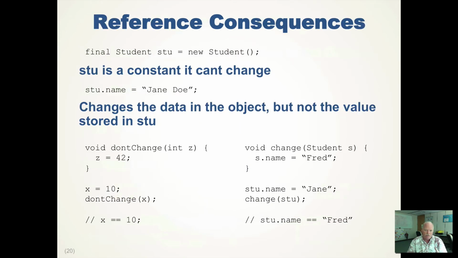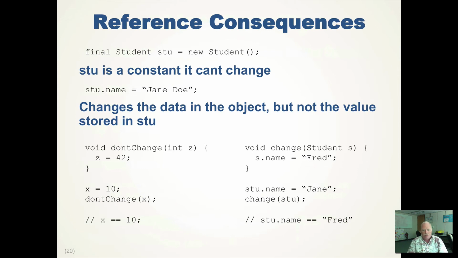So there's some consequences of this idea of references. I can create a final student stu and initialize it to the new student. And since I use the keyword final, I can't change the value of stu. So stu cannot change, so the reference to that new student cannot be changed. But I can say stu.name equals Jane Doe. That doesn't change the value stored in stu. It changes the value of the name of the object that stu points to. So that is completely legal. It's legal to change the data in the object, but I can't change the values stored in stu because I've said it's final.